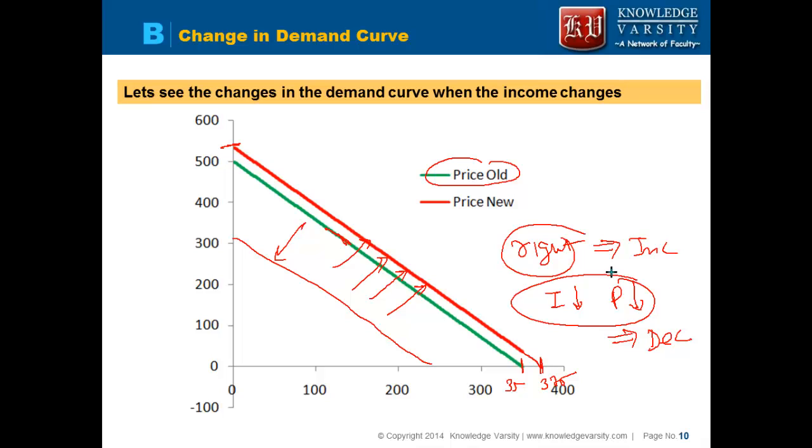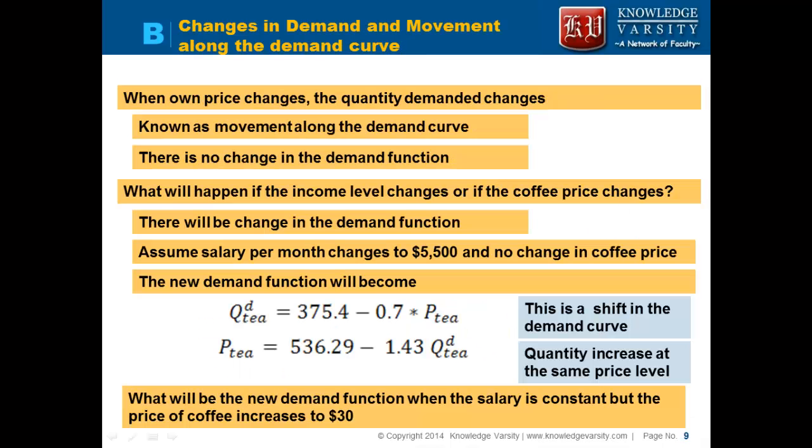When the demand is decreasing, that means people will consume less for the same price. So there are two items that we have. One is the movement along the demand curve. We have seen that the movement along the demand curve will happen when the own price is changing.